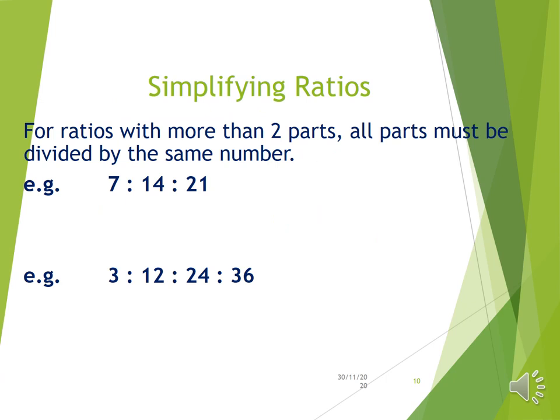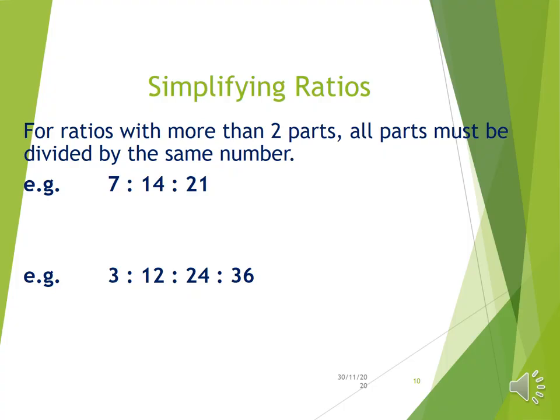So when you have two numbers, not a problem. But what do you do when you have 3 parts or 4 parts in a certain ratio? Like for example here, look at the top example here, 7 to 14 to 21. Or the example 3 to 12 to 24 to 36. Well, let's deal with the first one first. It's very easy, very simple. You follow the exact same rule.